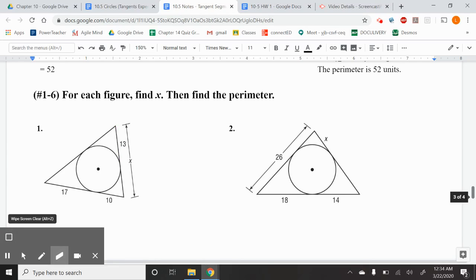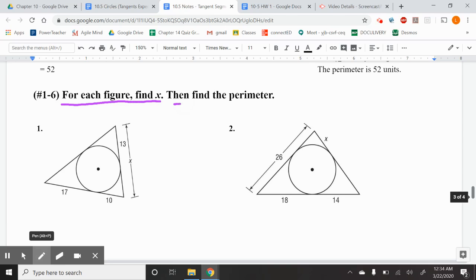Let's take a look at the problems. It says for each figure, find x, then find the perimeter. So we have to do two things. We have to find x, and then we have to find the perimeter.